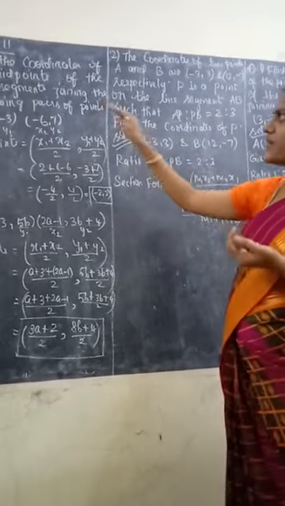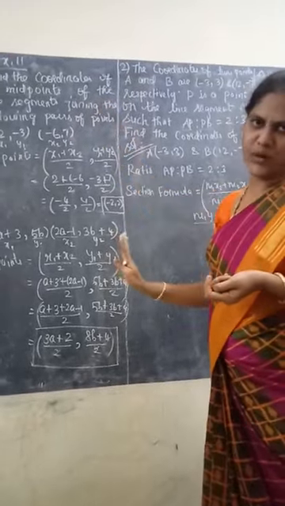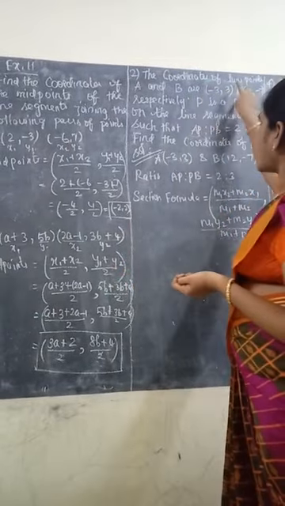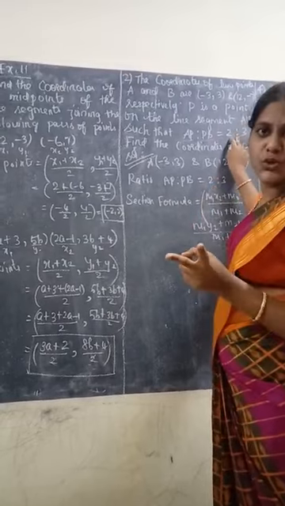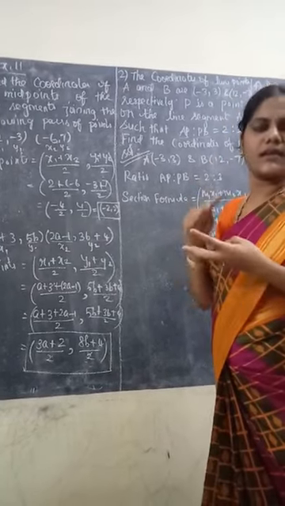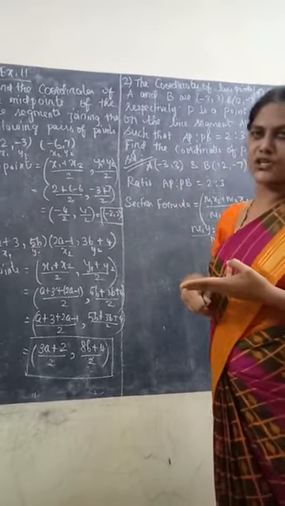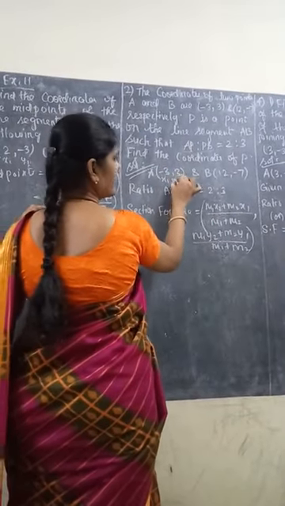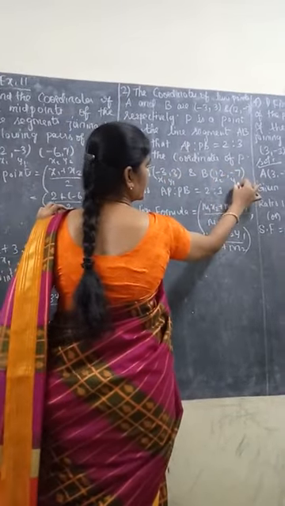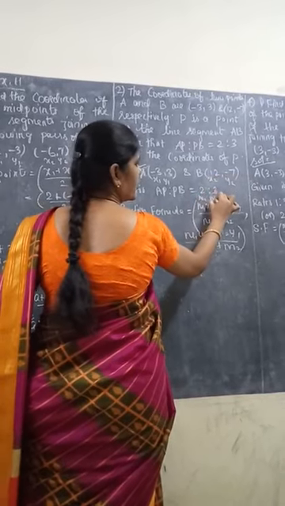So listen, in the previous sum we have only 2 points. Here A and B are the 2 points, and they are given the ratio. So if we have 2 points and a ratio, we need to use the section formula. Listen, this point is x1, y1, this point is x2, y2. This is m1 and m2.